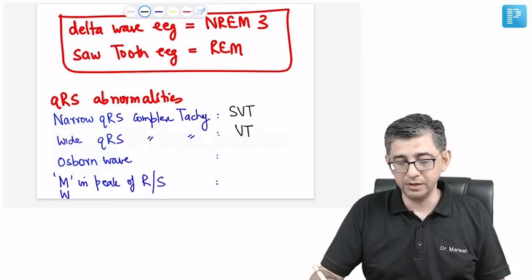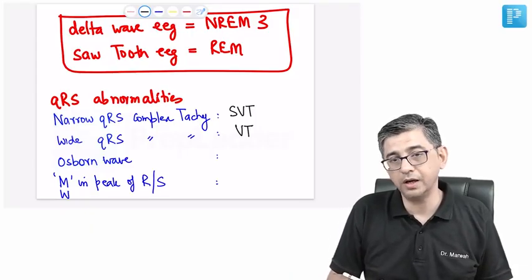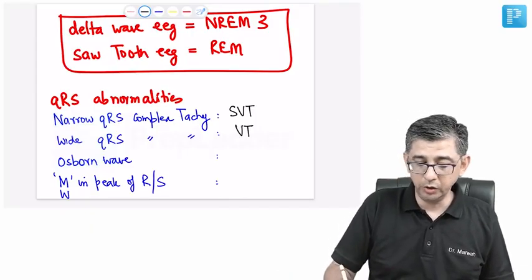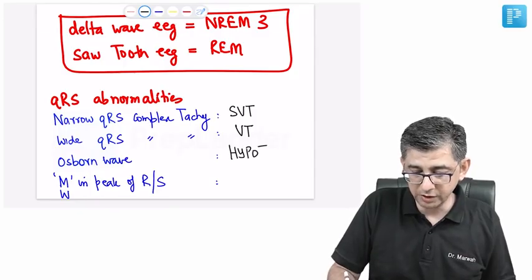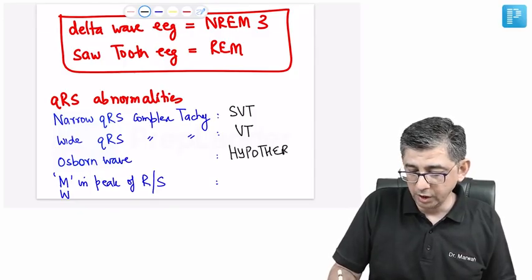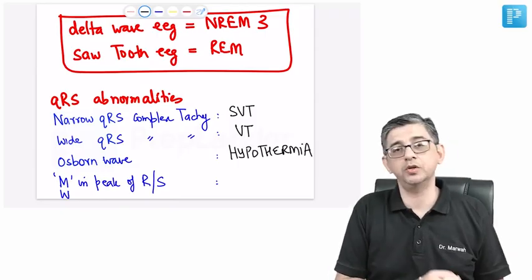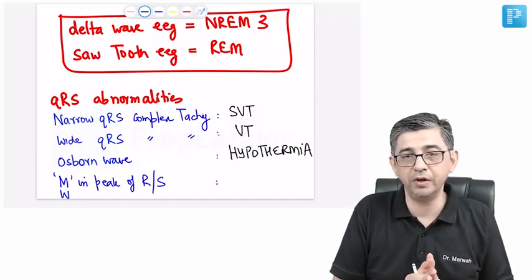So on the subsequent slides, I'll be explaining those broad complex tachycardia before you. Then is a new term, Osborne wave. I'll also show you how Osborne wave looks like, but let's fill in the data. Where do you get it? You would be getting it when the core temperature of the patient would be less than 35 degrees.